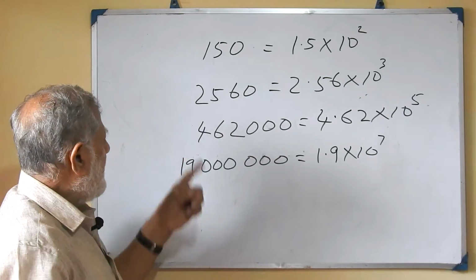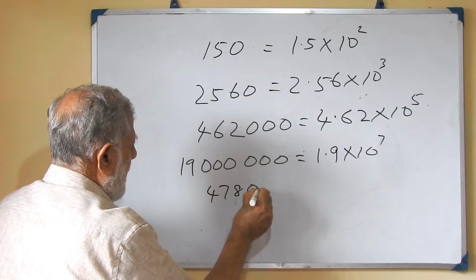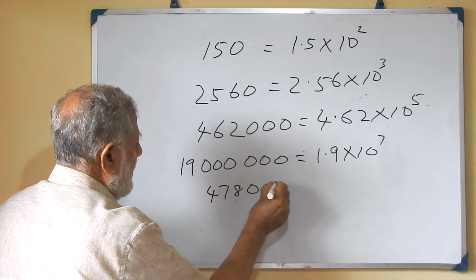So this is how. We will take another example: 478,000.